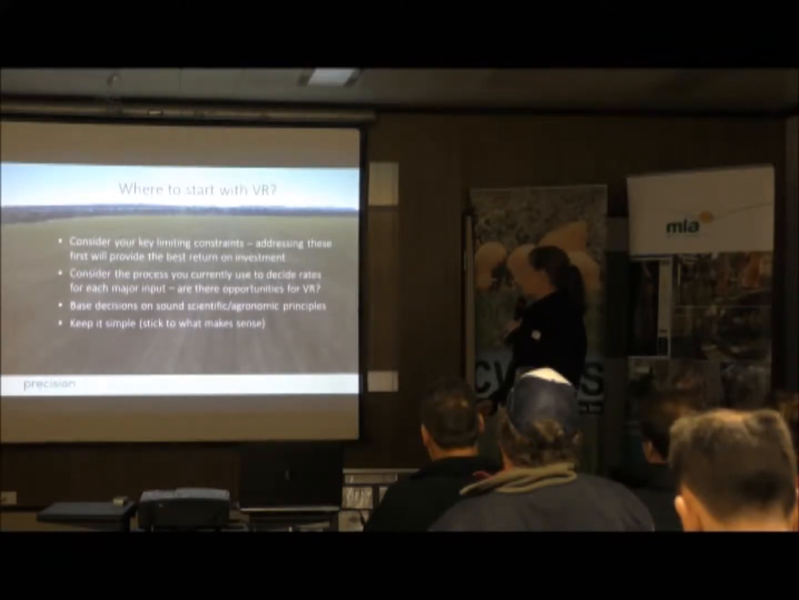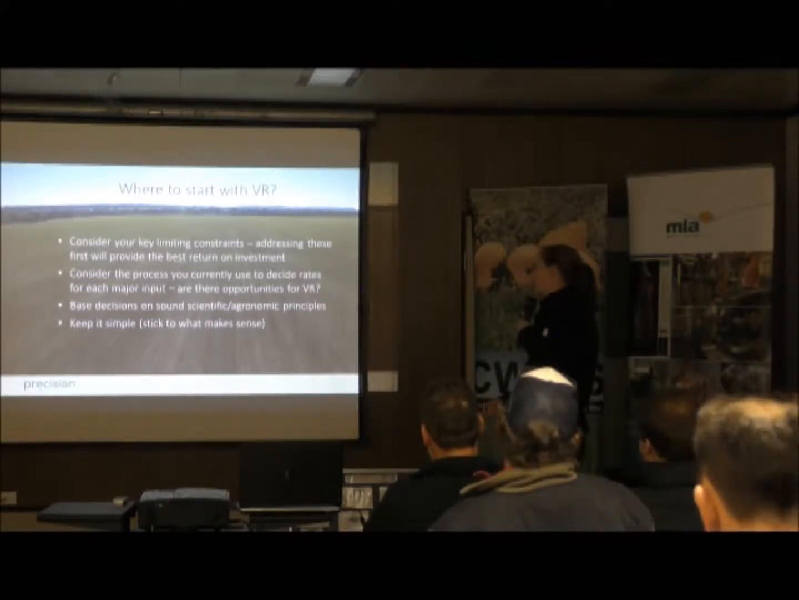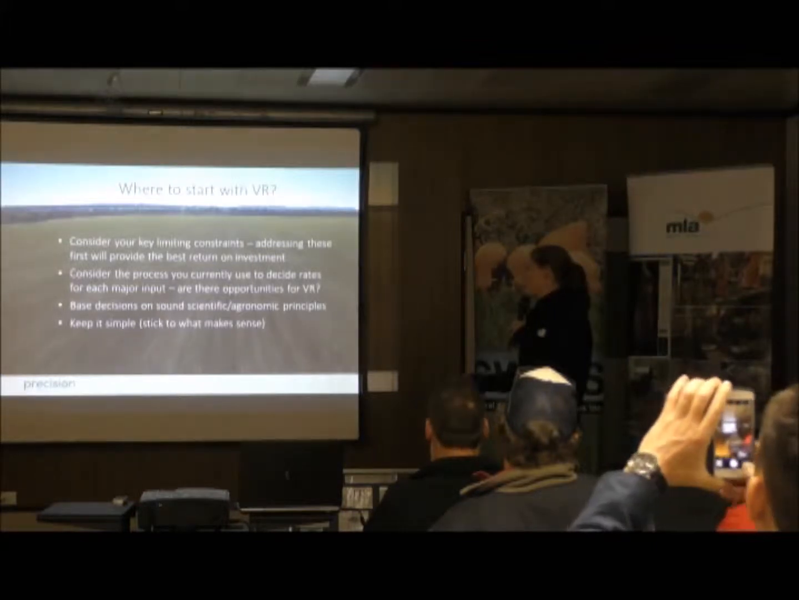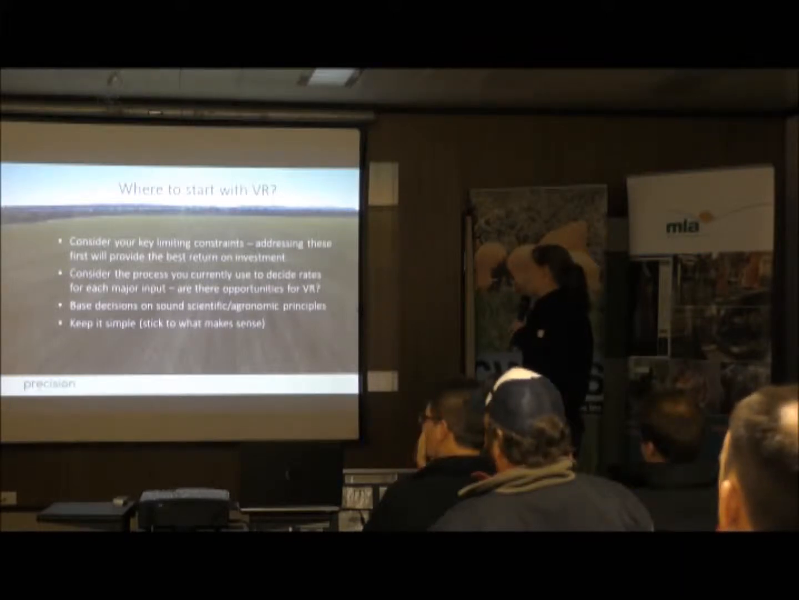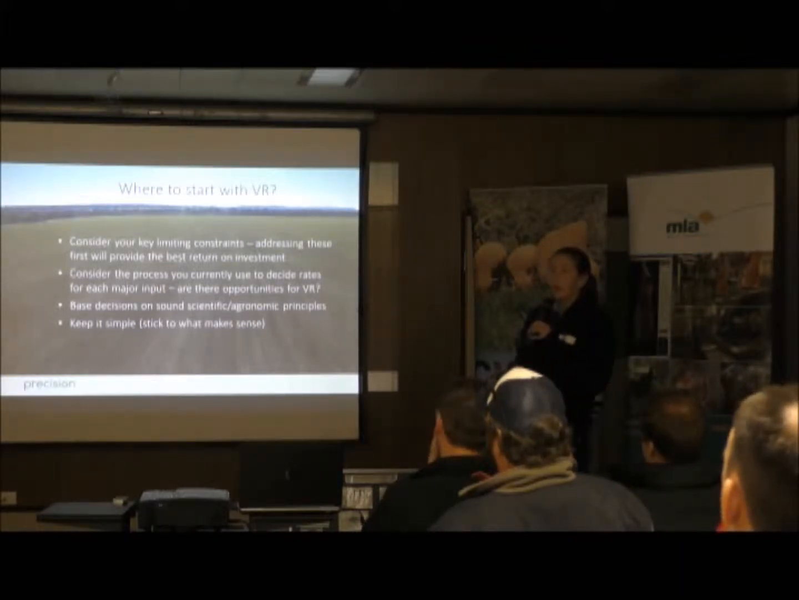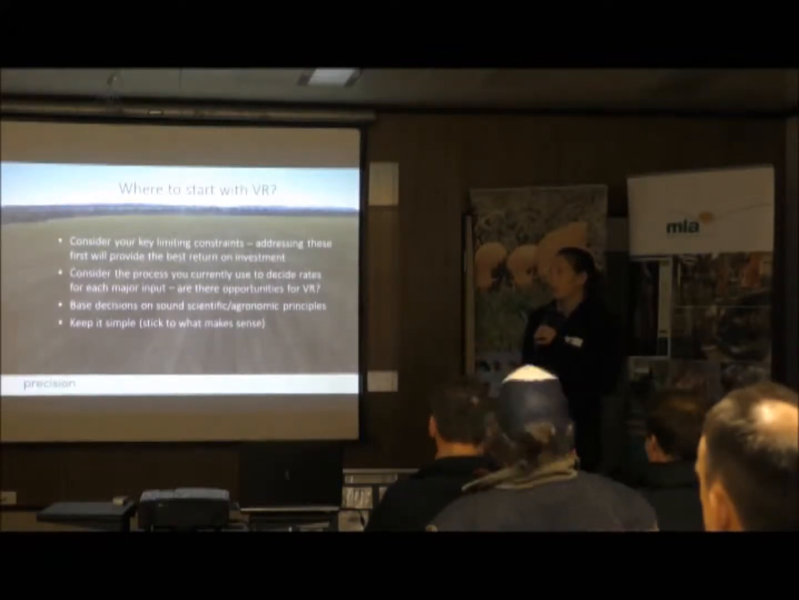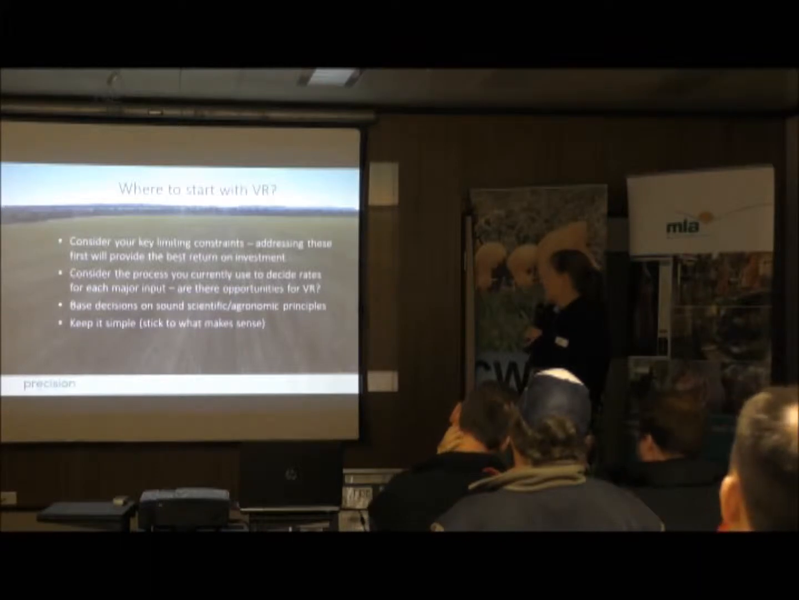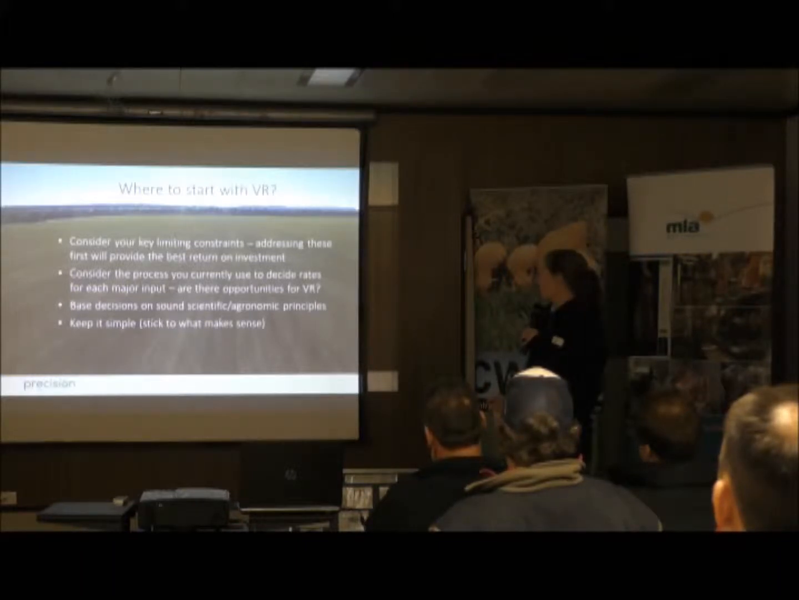A good thing to do is to consider the process you currently use to decide on your rates for each major input, even sitting down and writing them out, and thinking, are there any opportunities for variable rate? What are the decision-making processes that go into deciding? Do we just do what we did last year? Do we call our agronomist? Do we go on a bit of a gut feel, or is there a process in place? And can we base our decisions on some sound scientific or agronomic principles? And is there a case for possibly varying our inputs in that regard?